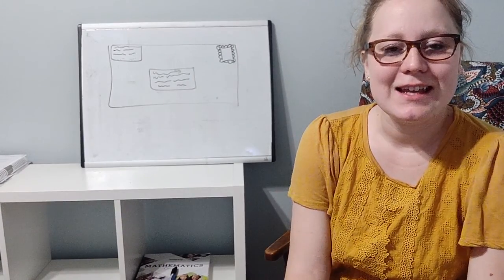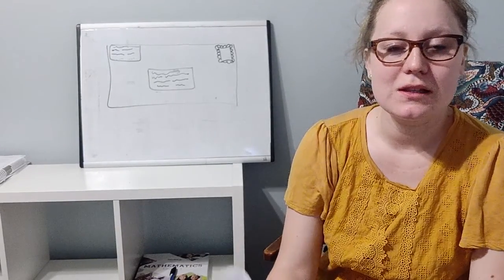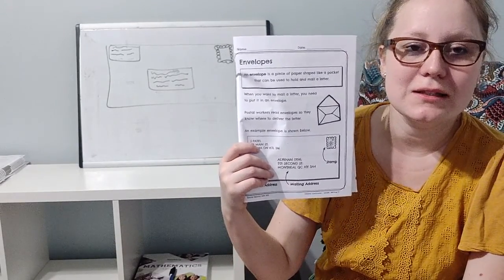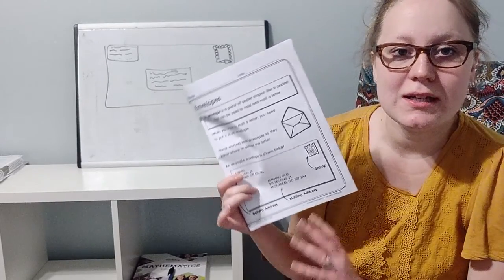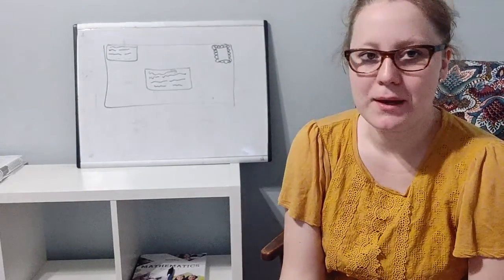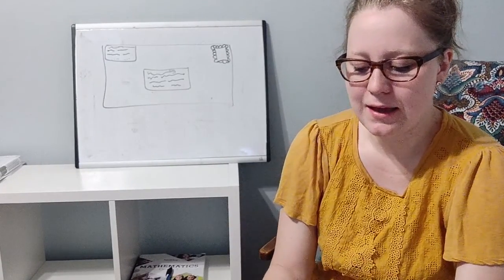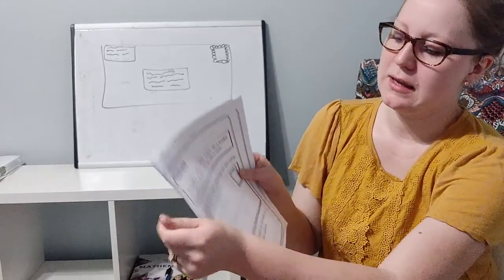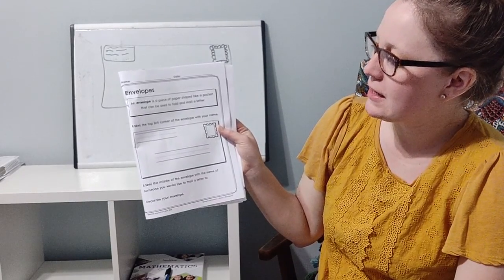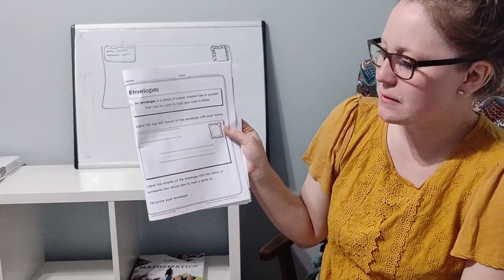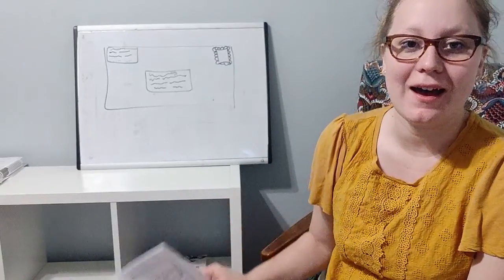What I would like you to do is take out your writing booklet. There's 2 pages that you can take a look at today. The first one looks like this. It says envelopes at the top, and it just has some information that you can read about envelopes and what information goes on an envelope. And the last page, it looks like this. It says envelope again. It gives you a little bit more information that it's a piece of paper shaped like a pocket that can be used to hold and mail a letter. What you have here is an envelope, kind of like what I have here.